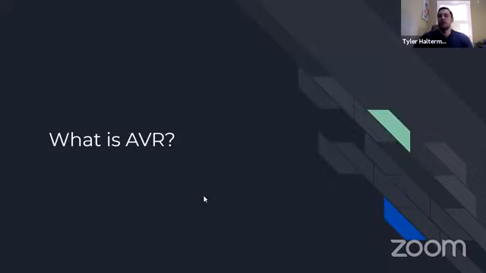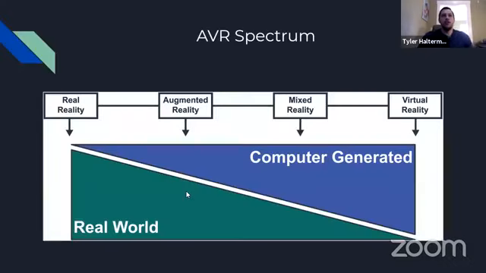So we'll start off by talking about what AR and VR are. This is a really simple graph that I like to use to explain augmented and virtual reality. On the far left of this graph, we have real reality. That's everyday life, completely the real world with no filters, nothing overlaid. Then if we jump to the far opposite side of the spectrum, we're looking at virtual reality, where you are completely immersed in a virtual digital world.